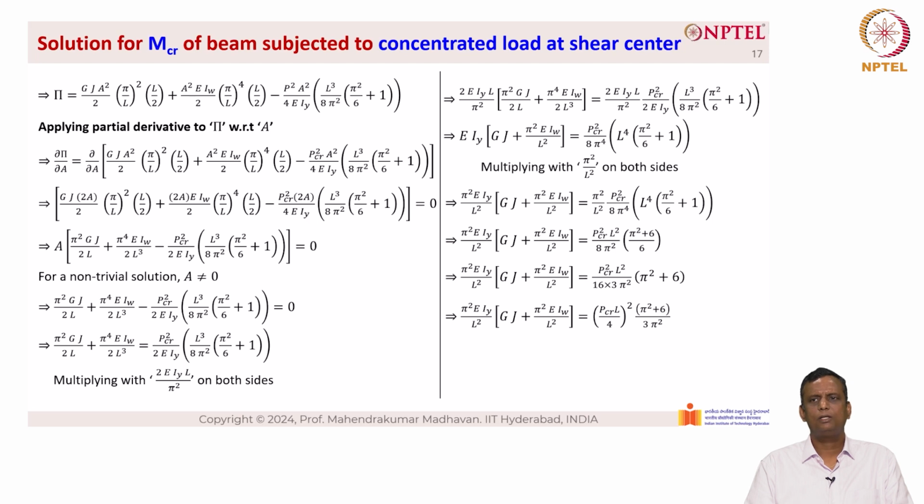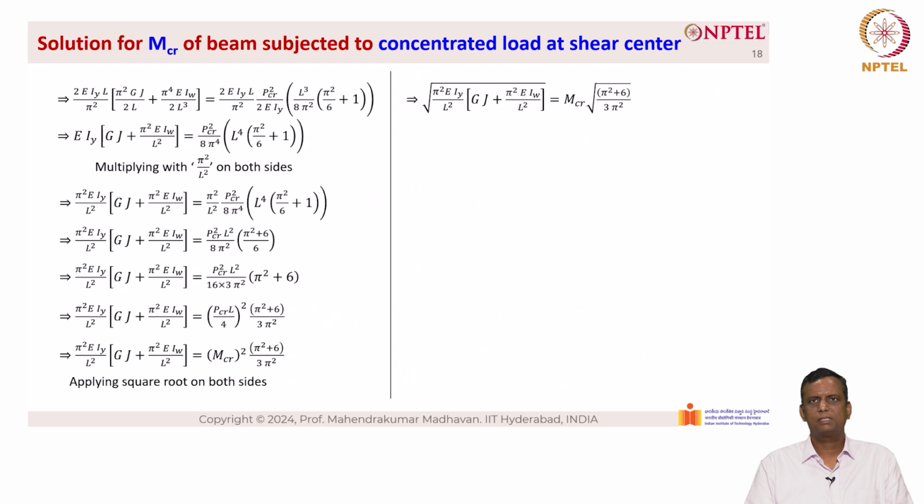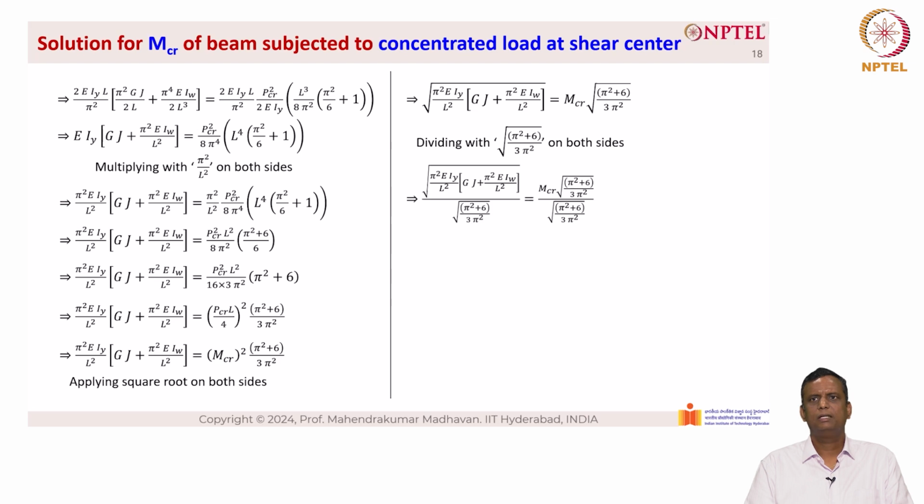This P critical into L by 4 is nothing but MCR for a point load. So we have pi square EIY by L square into GJ plus pi square EIW into L square is equal to MCR square into pi square plus 6 divided by 3 pi square. So now we can apply square root on both sides. This simplifies this further. Now we can multiply and divide with root of pi square plus 6 divided by 3 pi square on both sides. So we get a clean equation on the right hand side, which is MCR.